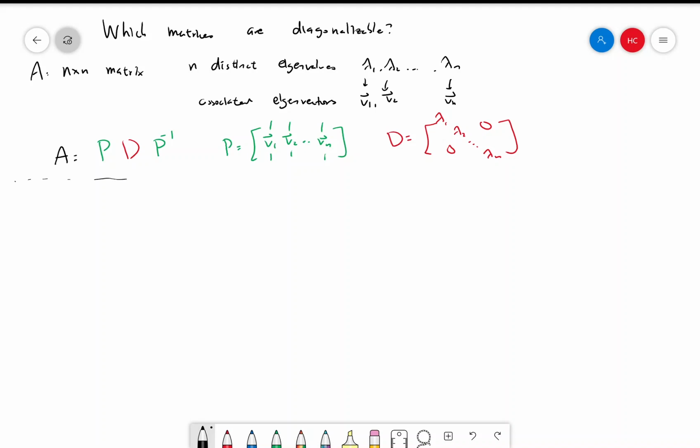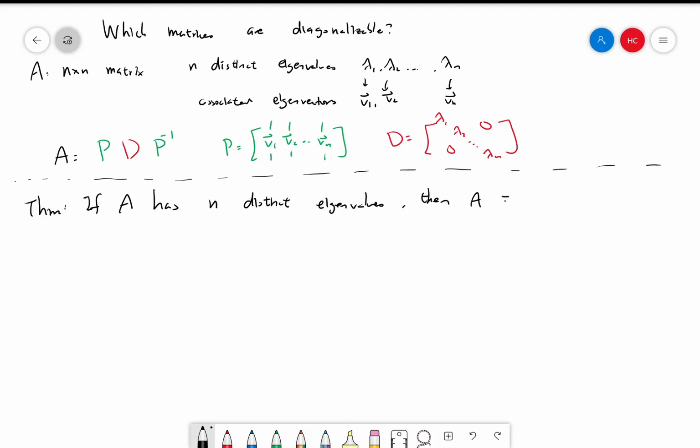So here's our first theorem. The first theorem is: if A has n distinct eigenvalues, then A is diagonalizable, which means it has a diagonalization.